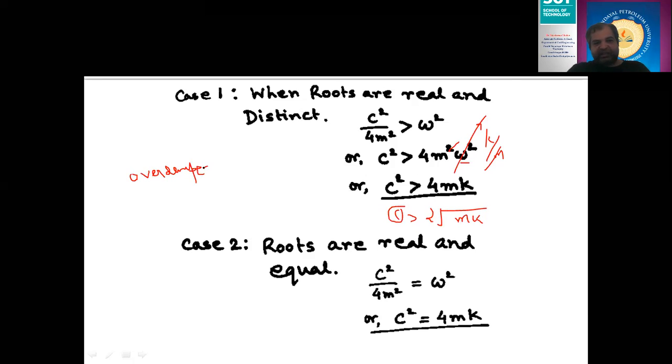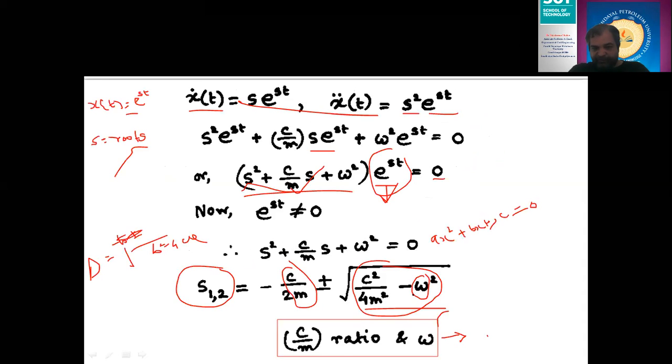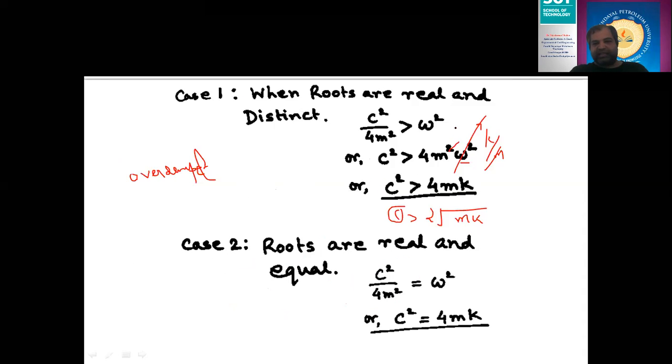Then the second condition, where the mathematical possibility is that the roots are real and equal. When the roots are real and equal, this value is equal to 0. If this is 0, then I have two values, minus c by 2m and minus c by 2m, for S1 and S2. So both values are real and both are equal if I take this value as 0. Then the greater than sign is replaced with the equal sign. So c square is equal to 4mk, so c is equal to 2 under root of mk.